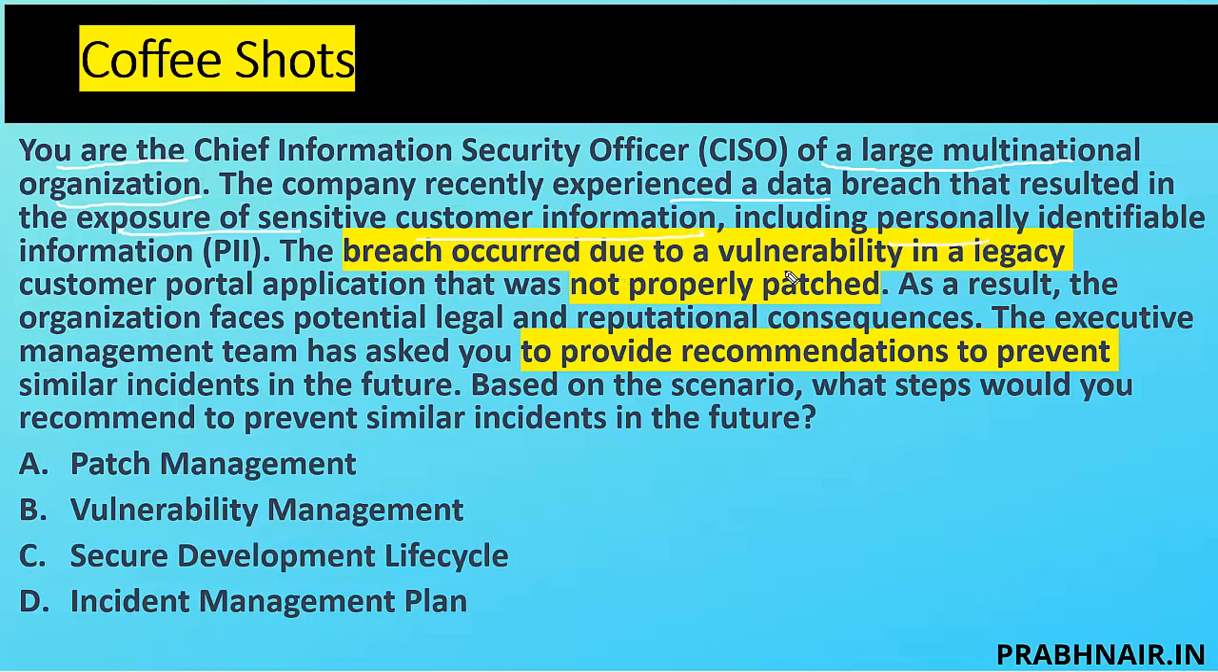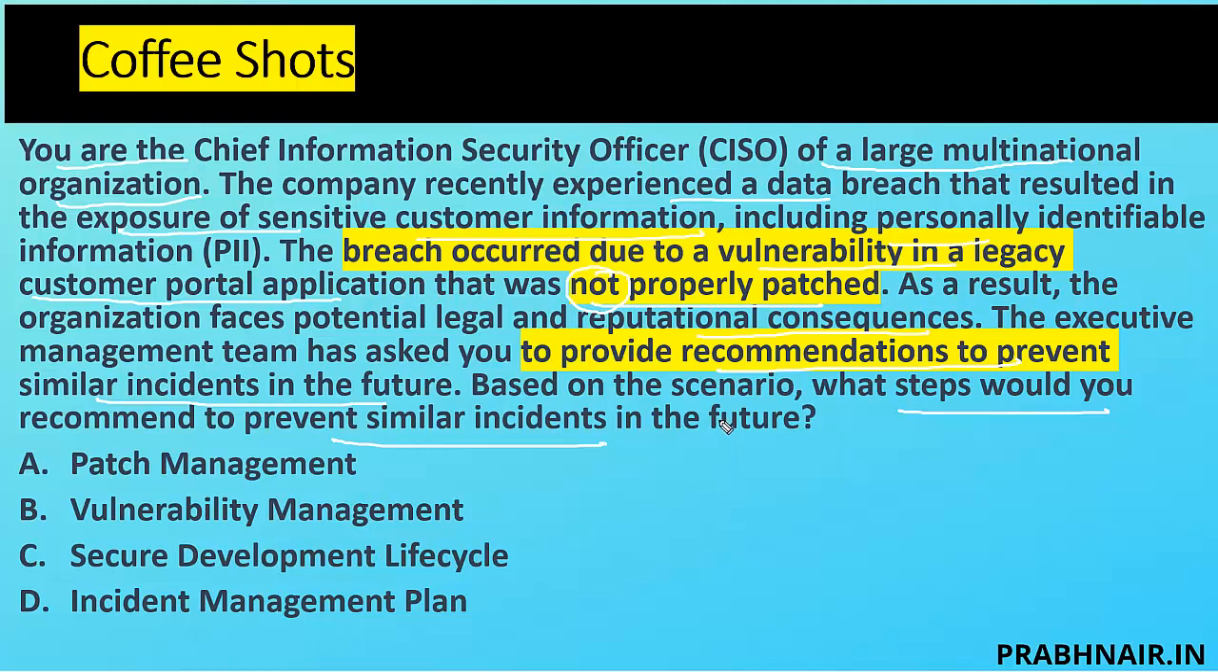The breach occurred due to a vulnerability in the legacy customer portal application that was not properly patched. So if we don't pay attention, we might miss this word called not. As a result, the customer faced potential legal and reputation consequences. The executive management team has asked you to provide recommendations to prevent similar incidents in the future. Based on the scenario, what step would you recommend to prevent similar incidents in the future? Now, the first time I read the question, I got the understanding about the issue that, okay, they found one vulnerability and they have not patched it properly.